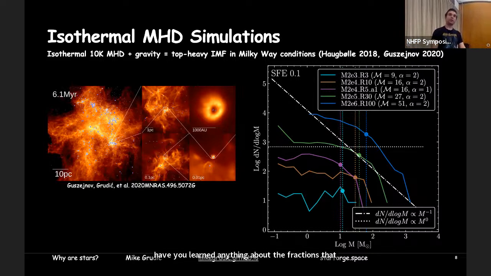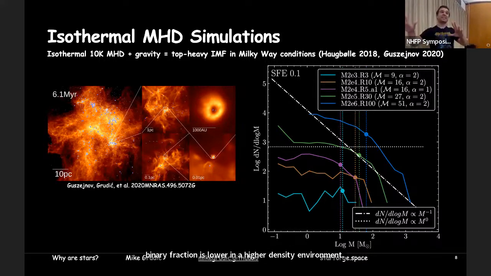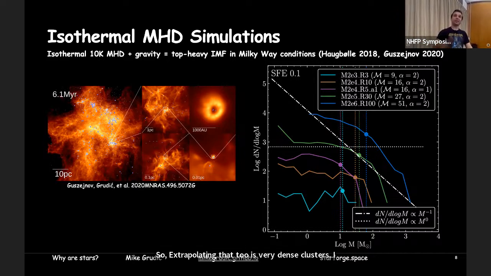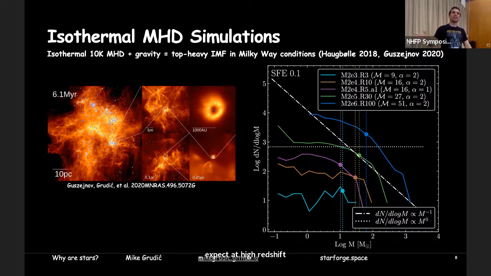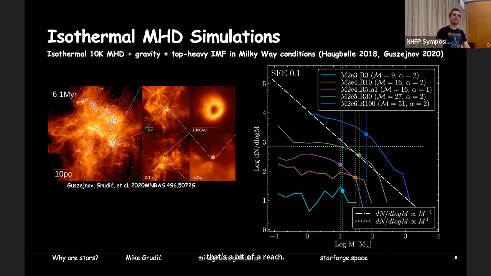We do have a paper out where we look at multiplicity properties. What we actually find is that the binary fraction is lower in higher density environments. So sort of extrapolating that to these very dense clusters I'd expect at high redshift, there might be an effect there, but I think that's a bit of a reach. But yeah, the reference is Guseynov et al. 2022. I can send you the link.